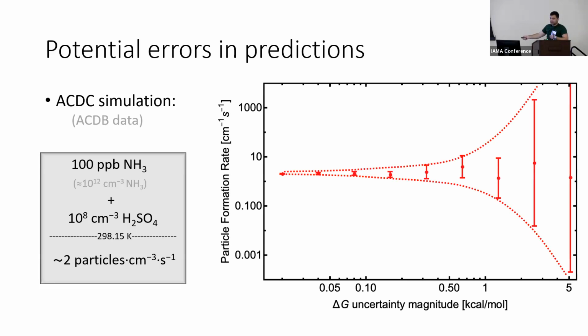And this is when the inaccuracy of the binding free energy is increasing. And you can see that with the chemical accuracy of 1 kcal, we are predicting the particle formation with an inaccuracy of 1 or 2 orders of magnitude. That's a lot. That's something global modelers wouldn't accept from us. So what we are actually hoping is that the errors we have are systematic, not chaotic, but systematic. And this is actually what seems to be quite all right.